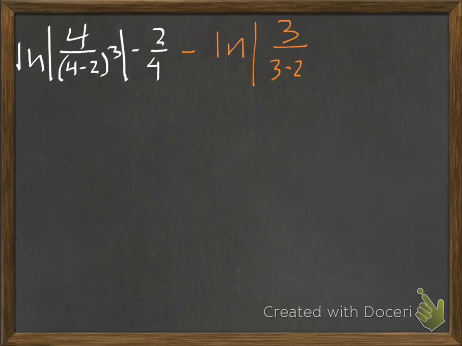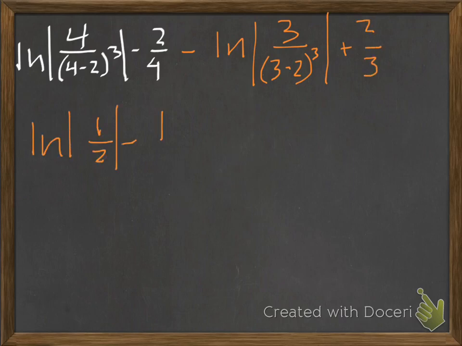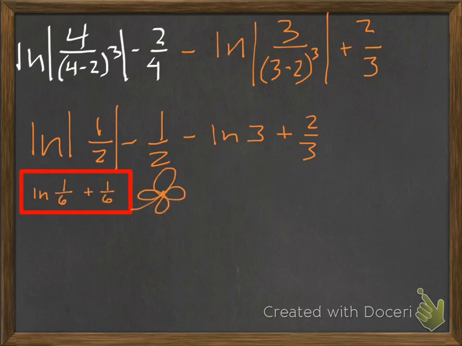Rewriting. I don't know why I'm writing so big. I hope it gets smaller. There we go. That's a half after we simplify, minus a half, minus the natural log of 3 plus that 2/3. Combining the natural logs again, and I get 1/6. And then when I add fractions, I get 1/6. Done.